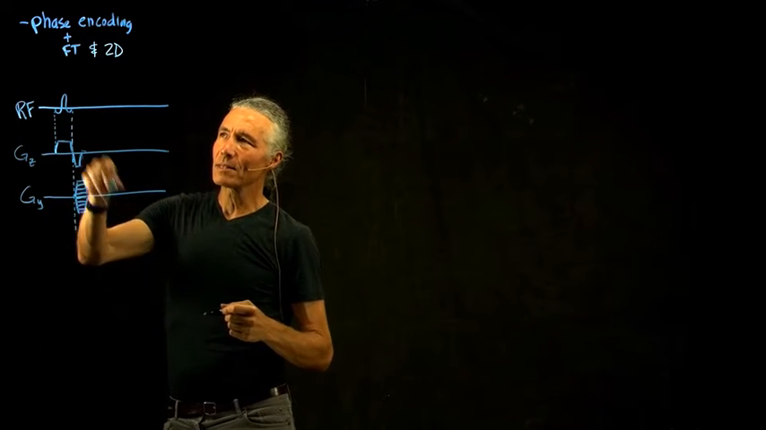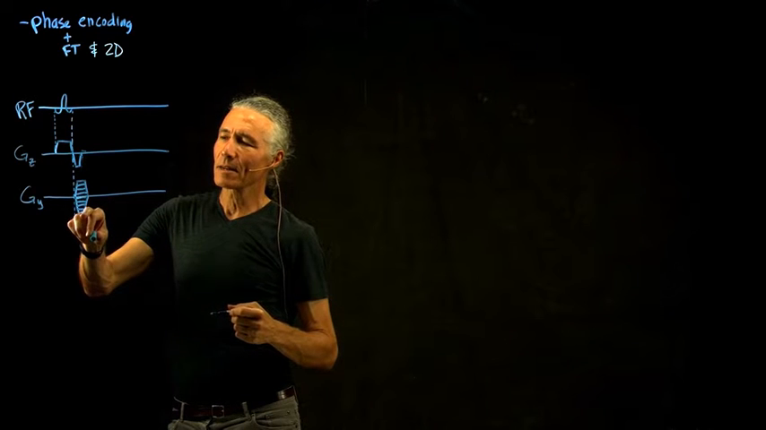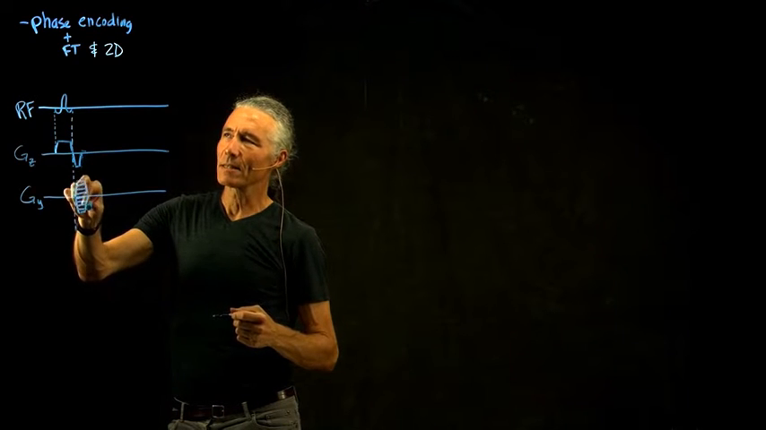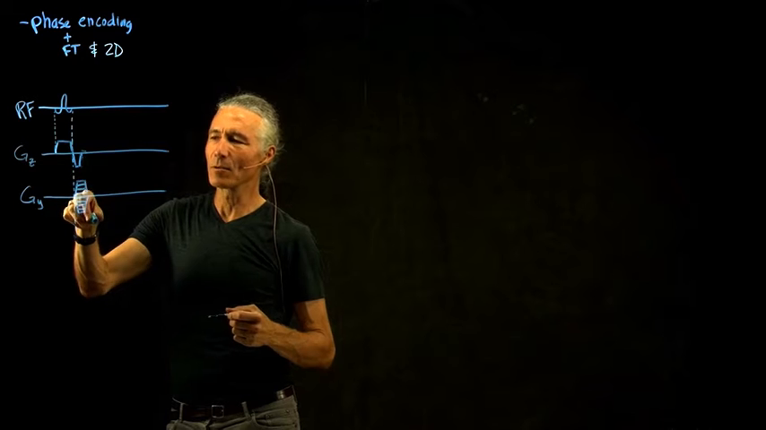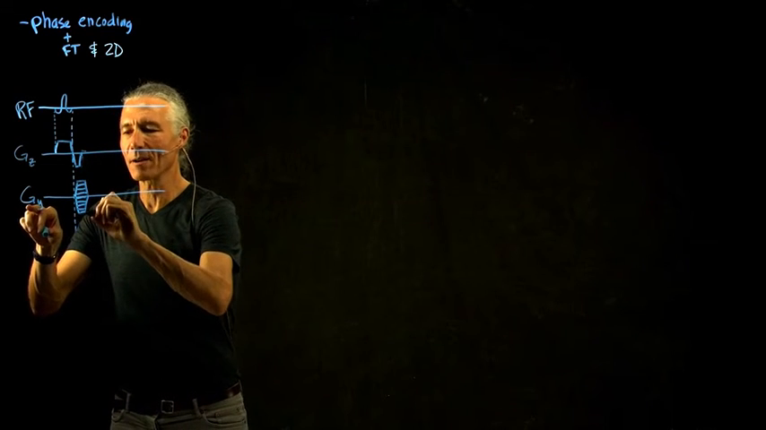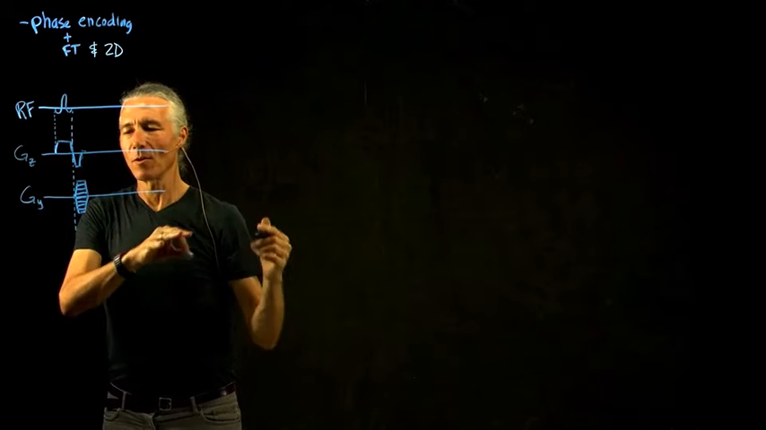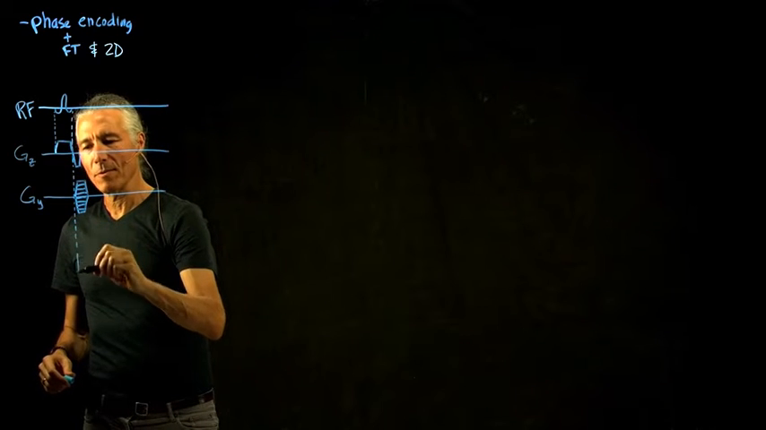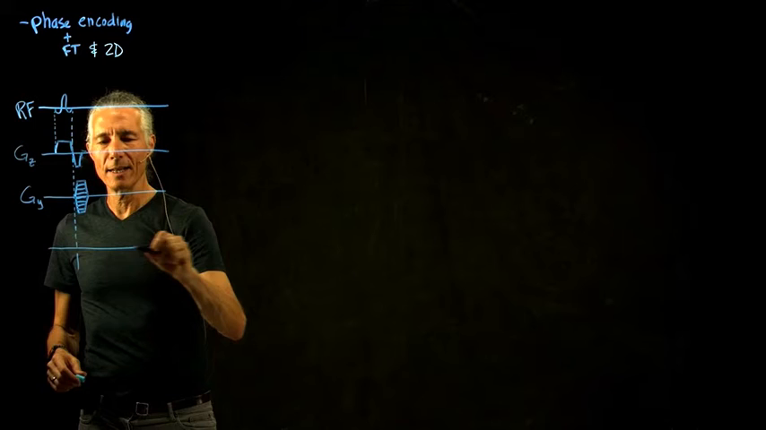is repeat this whole procedure, setting the gradient to all these different locations. So you can think of it as a loop. So it means for each setting of the GY gradient, repeat the whole thing. And then what are we repeating? We're repeating the data collection.